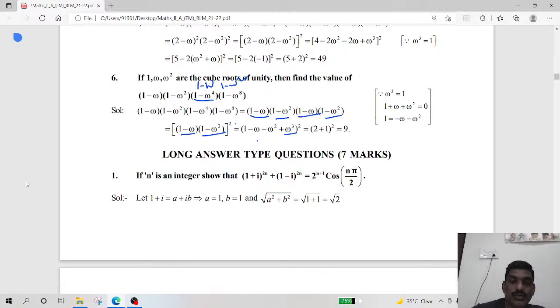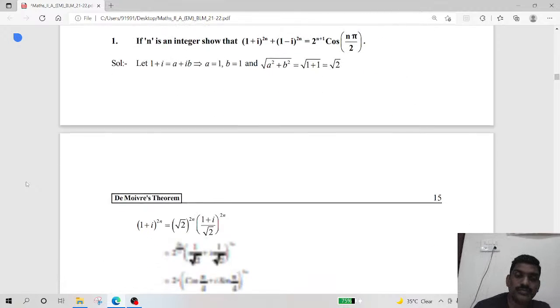1 plus i whole power 2n plus 1 minus i whole power 2n is equal to 2 to the power of n plus 1 cos n pi by 2. So here, let us simplify 1 plus i and 1 minus i individually, because 1 plus i can be written as root 2 into 1 by root 2 plus i by root 2. Same for 1 minus i, root 2 into 1 by root 2 minus i by root 2. Then we can proceed further.